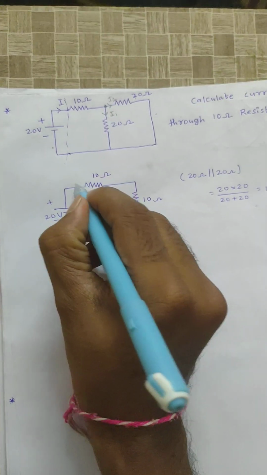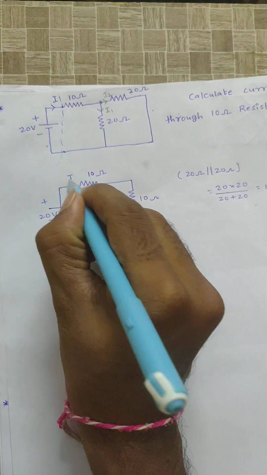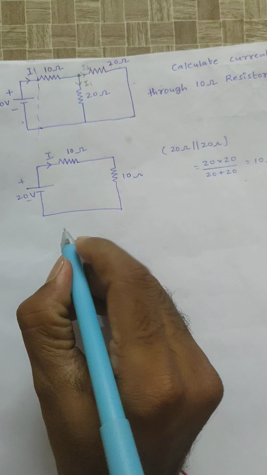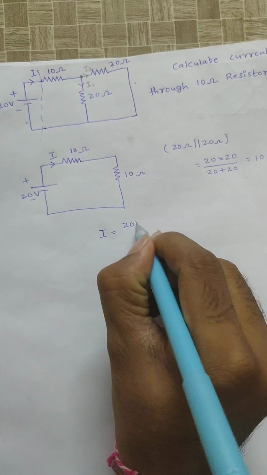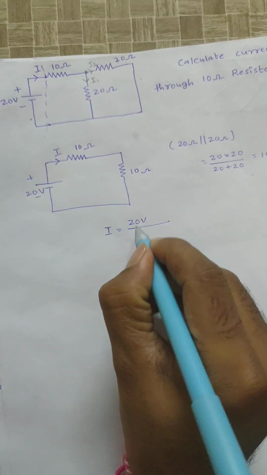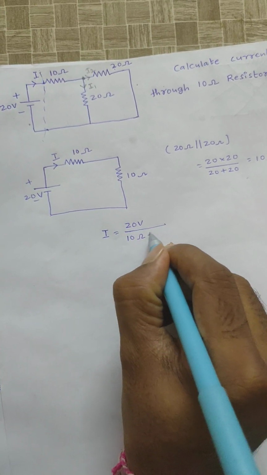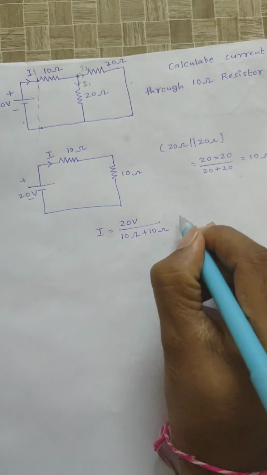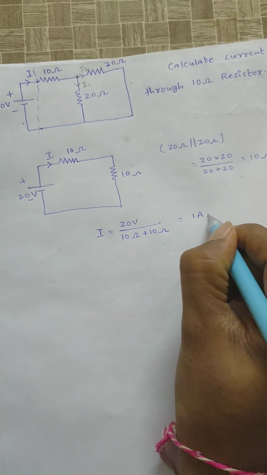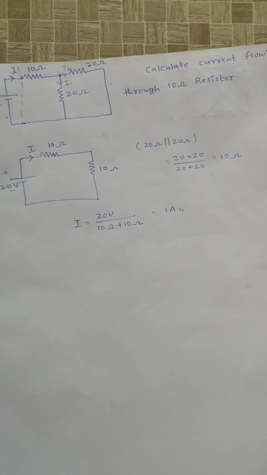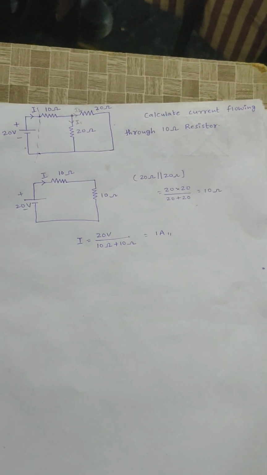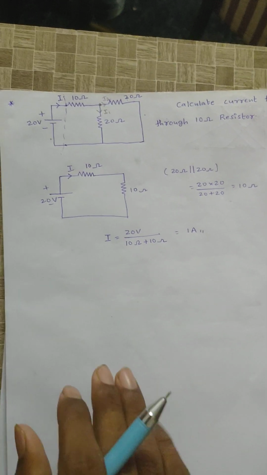Right? Here I need to calculate current I. Then total current I is equal to voltage value 20 volts divided by 10 ohm plus 10 ohm, right? Then current will be 1 ampere. In this way we will get the current flowing through any resistance value. Clear? Okay, next we will discuss another problem.